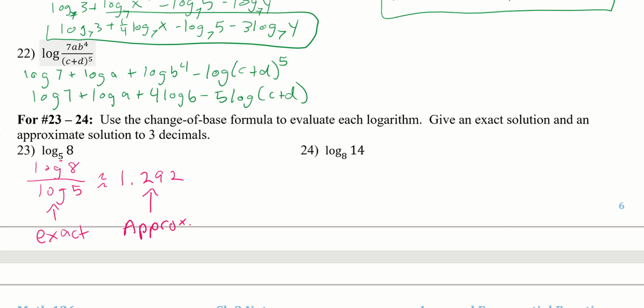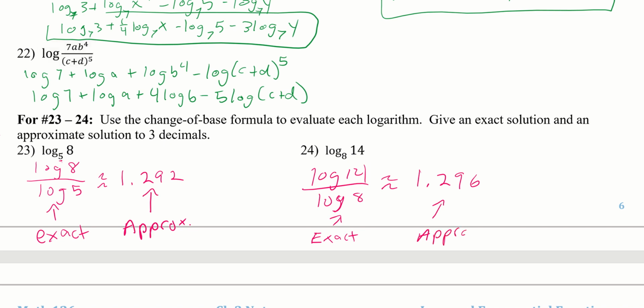Okay, so that's exact and approximate solutions. Same thing here. This is going to be log of 14 over log of 8. This one's a hard one to give partial credit on, because if you switch them, not much I can do for you on there. Okay, so that would again be your exact, and this would be your approximate.